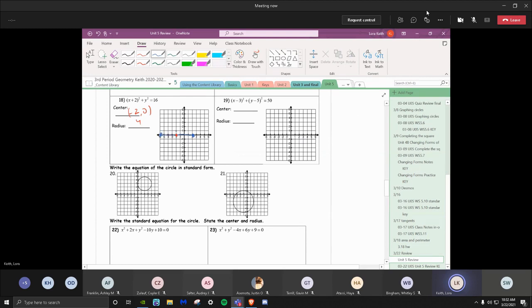Then I count up 1, 2, 3, 4. So we're here. And I count down 1, 2, 3, 4. So we're here. So just start at the center and then count that many away from it.